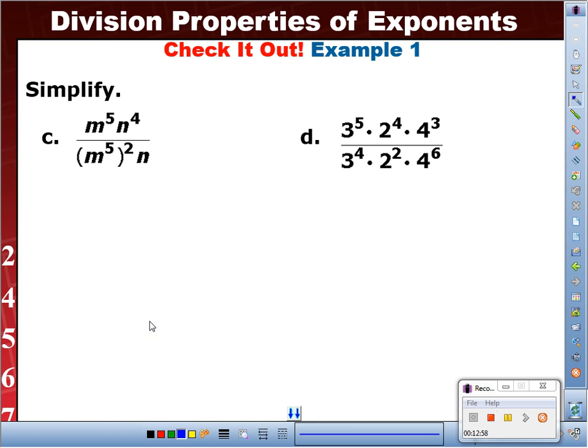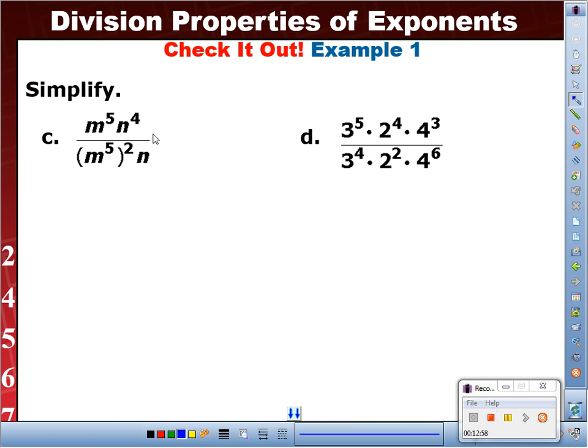Okay, here we go. So, look at the numerator. Do these have the same base? M and N are not the same bases, so we cannot simplify, right? However, M and M are the same base, but there's a problem here on the denominator. What do you see is the problem? There's a parentheses and a 2 on the outside. So we need to simplify this first before we do our quotient property, yes?